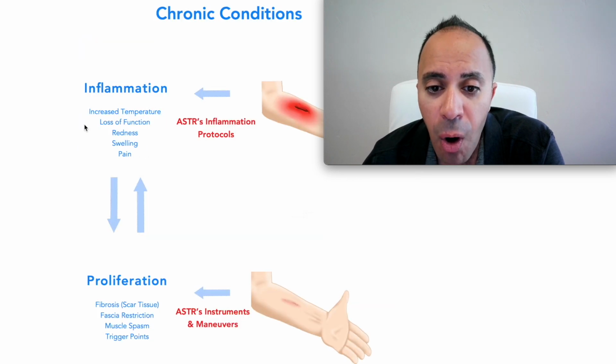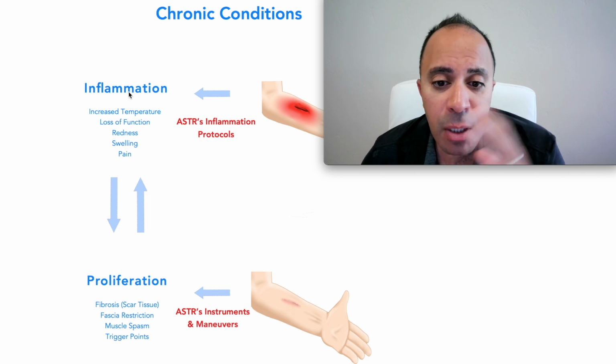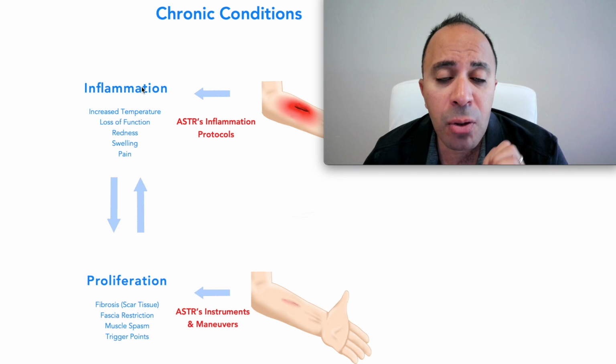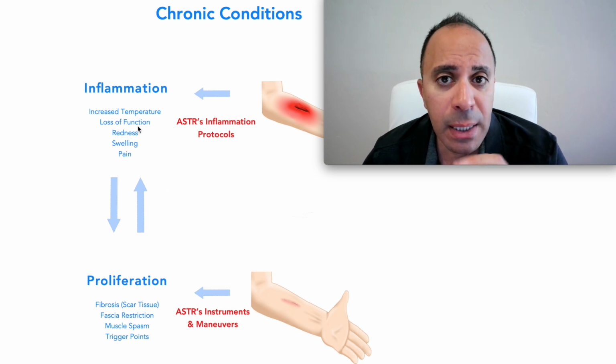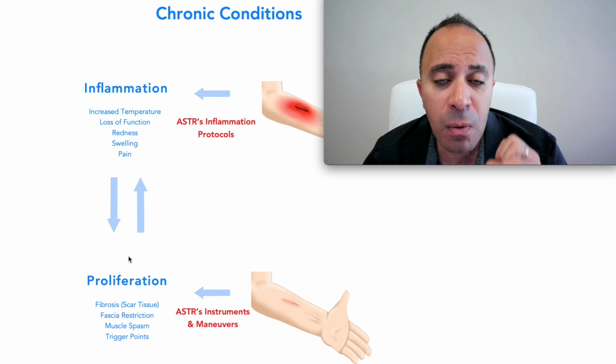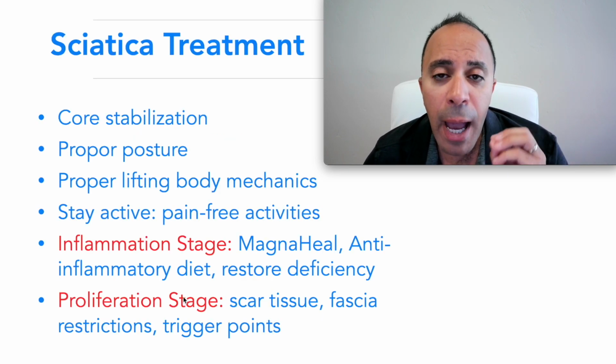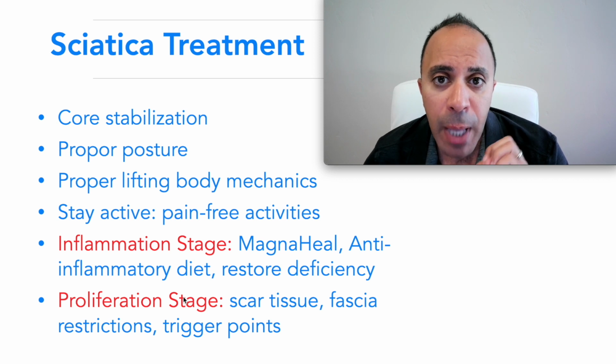So, working on decreasing the inflammation, a person uses the Magna Heal and an anti-inflammatory diet. If you're really in a chronic condition, I recommend taking advantage of ASTR to figure out if you have any vitamin and mineral deficiency that puts your body in that vicious cycle. So that's actually the protocol to address sciatic pain.